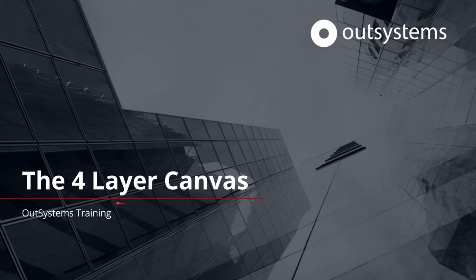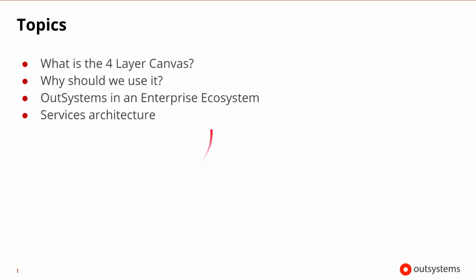Hi there, and welcome to this session on the four-layer canvas. We will start this session by answering two key questions. What is the four-layer canvas, and why should we use it? Once we understand the four-layer canvas better, we will examine how it relates to OutSystems components in the enterprise. We'll also look at an example of a services architecture to help relate the recommended services approach to the four-layer canvas. So let's get started.